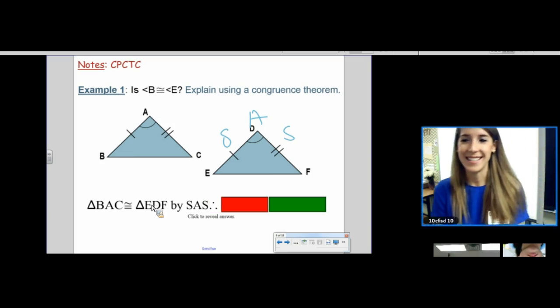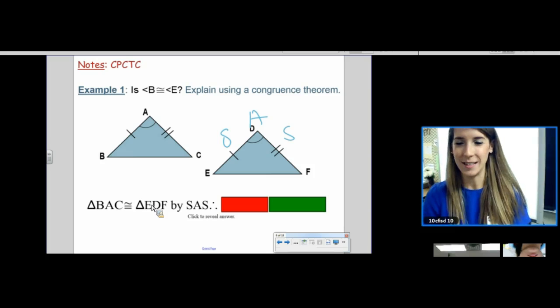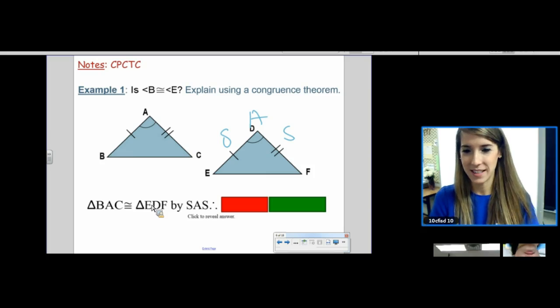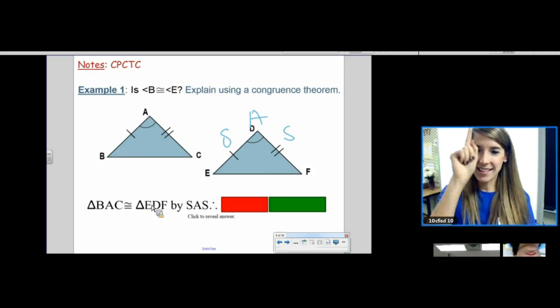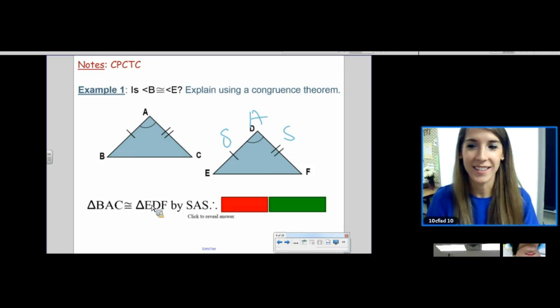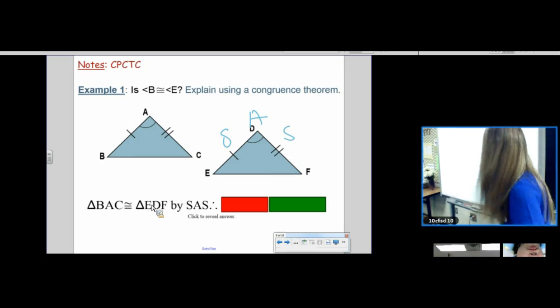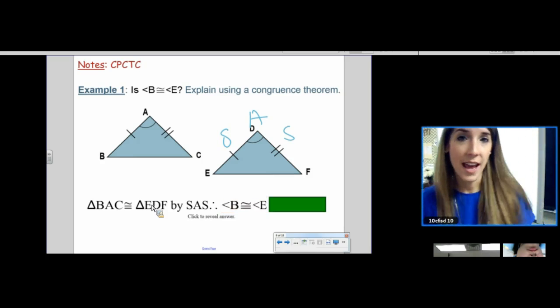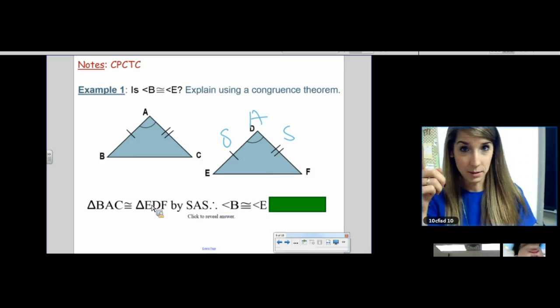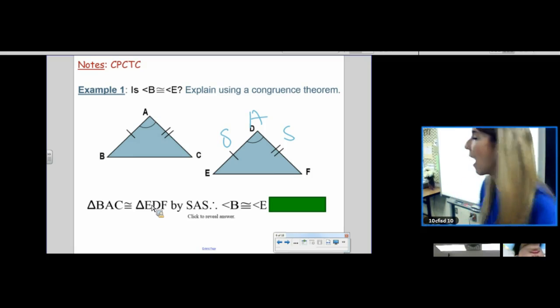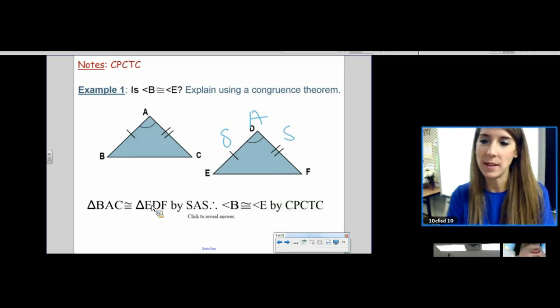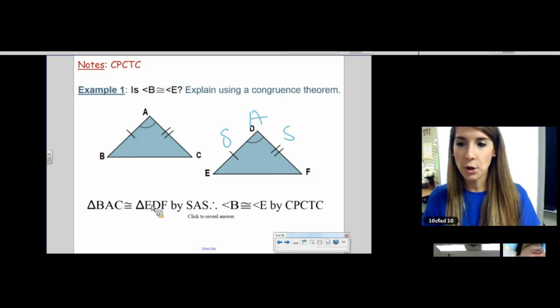Then we say this. Does anyone know what those 3 dots mean? I used it all the time in college in my proofs. Anybody? Ooh, Angela, got it. It means therefore. It does. So do you have to write out the word therefore? Nope, you can just use the dots. So the triangles are congruent by side angle side. Therefore, angle B is congruent to angle E. That was what the question was. And then we say why? By CPCTC.